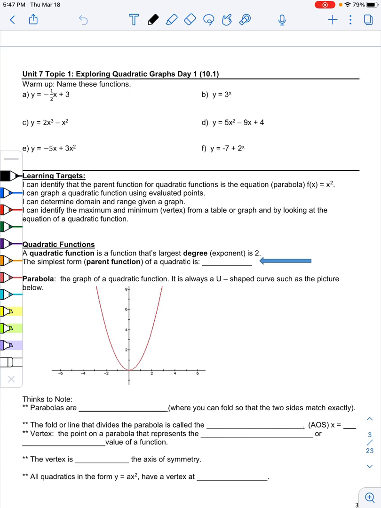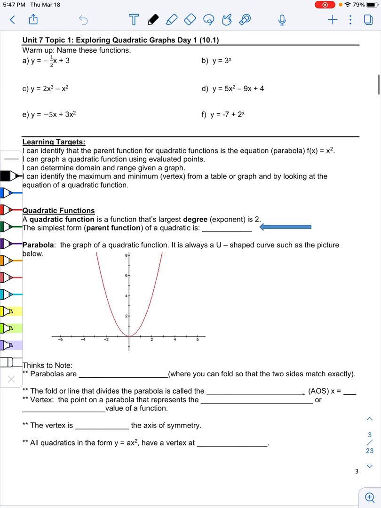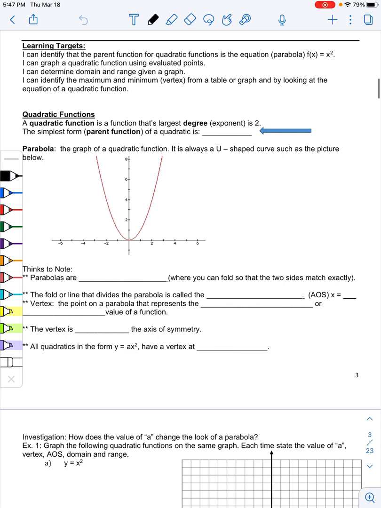Okay, today we're talking about the beginnings of quadratic graphs. And you'll recall that when we have a quadratic function, we know it's quadratic when it has a degree, the largest degree or exponent, of 2. And the simplest form, or parent function, of a quadratic is y equals ax squared. You'll see that quite a bit.